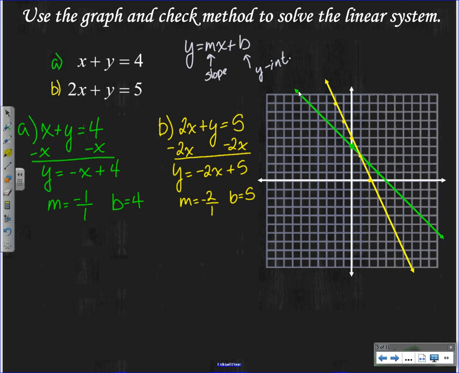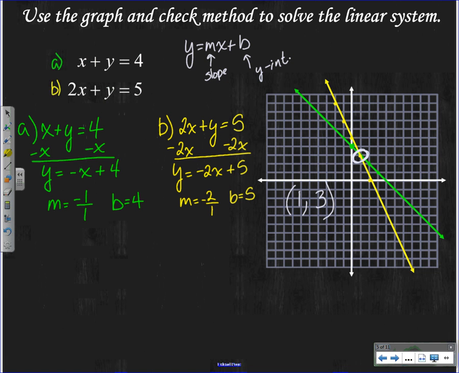My answer is not the graph. My answer is the point in which they intersect. Okay, so that point is over 1, up 1, 2, 3. So that point is (1, 3).